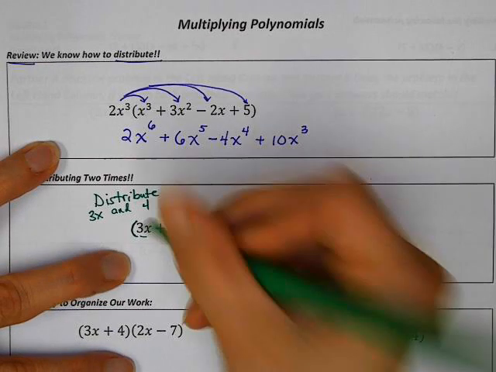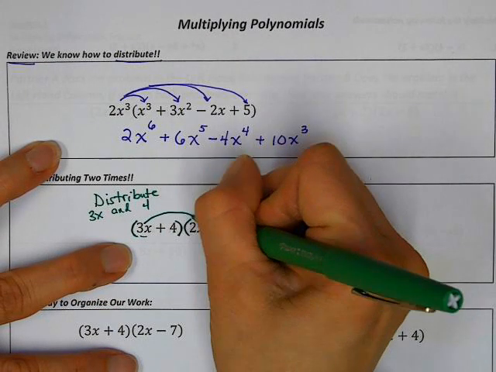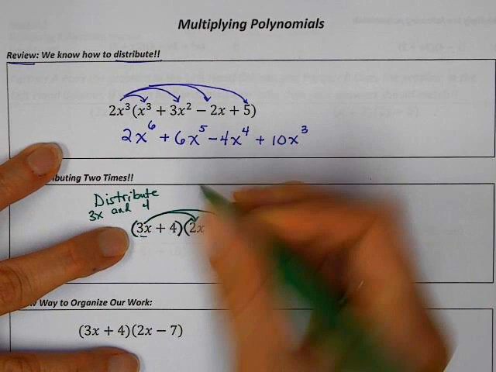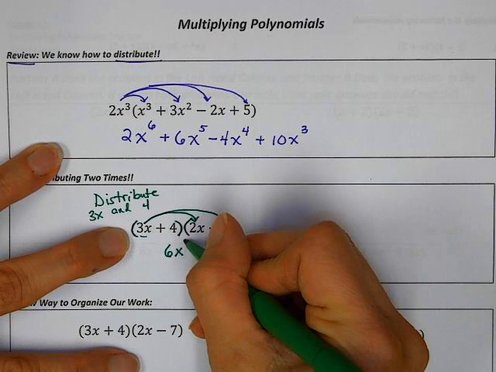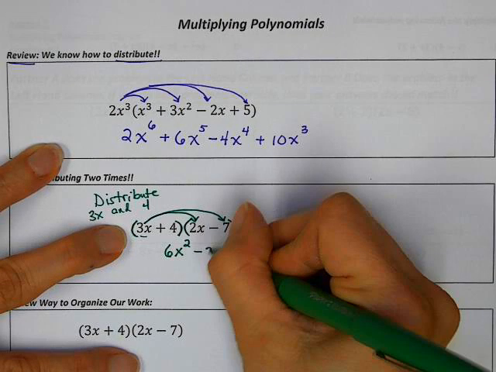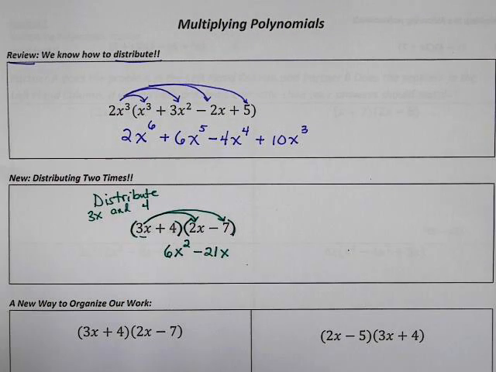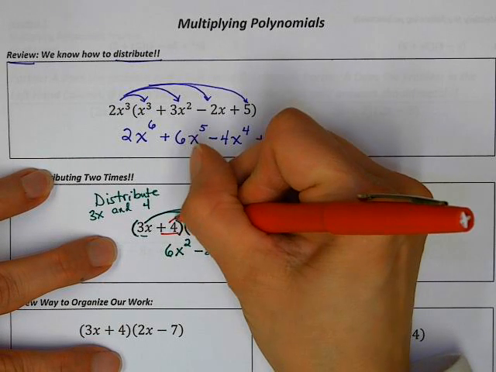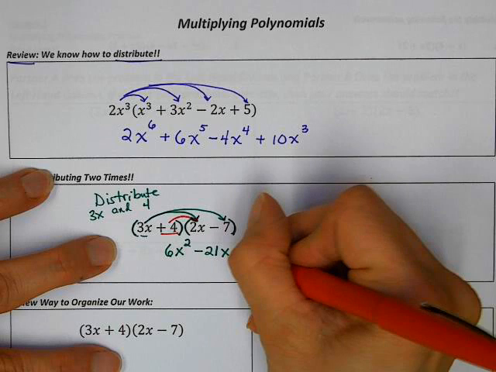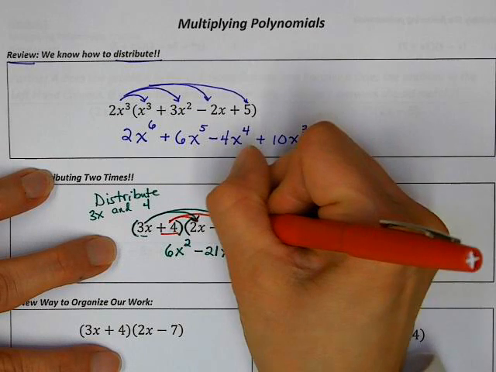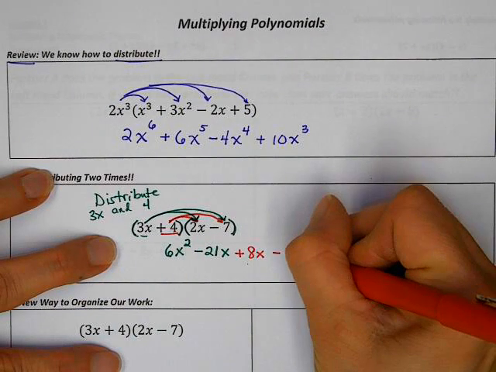I'm going to use a green pen and distribute 3x. 3x is going to get multiplied by the first term and the second term. So 3 times 2 is 6x squared. 3 times negative 7 is negative 21x. Now just to organize things, I'm going to switch to a red pen so that I can distribute the positive 4, because now it's his turn. Positive 4 times positive 2 is positive 8x. Positive 4 times negative 7 is negative 28.